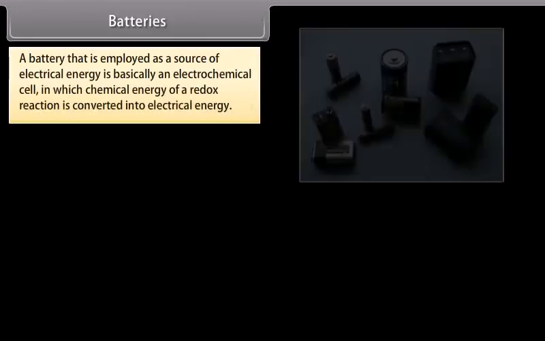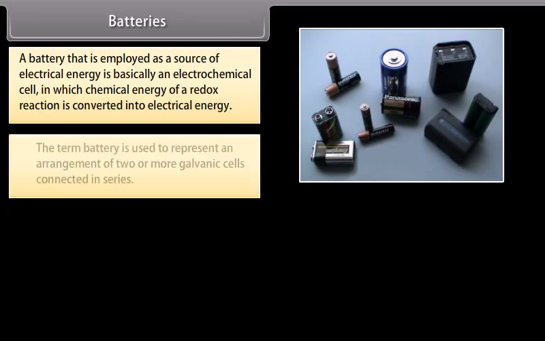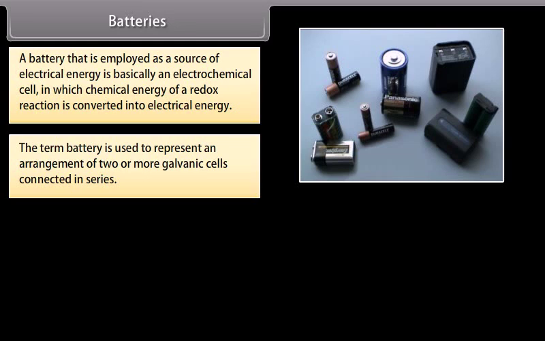Batteries. A battery that is employed as a source of electrical energy is basically an electrochemical cell in which the chemical energy of a redox reaction is converted into electrical energy. The term battery is used to represent an arrangement of two or more galvanic cells connected in series.